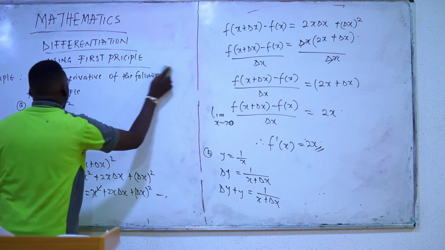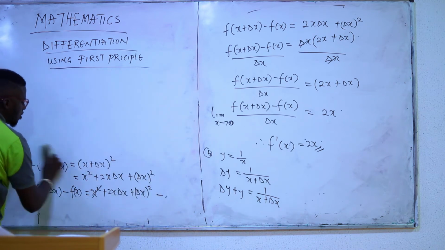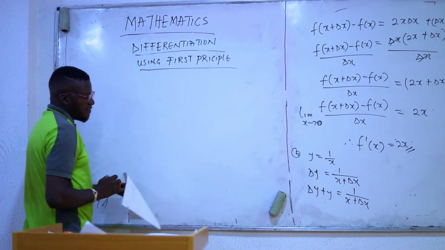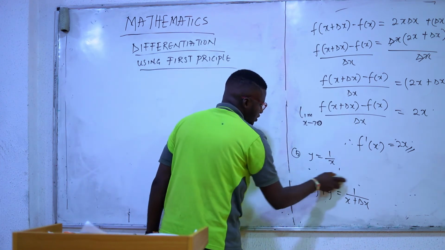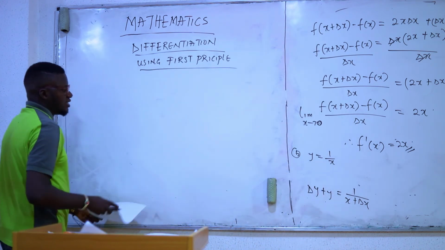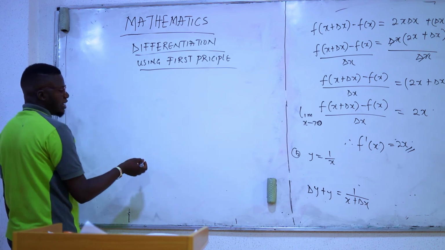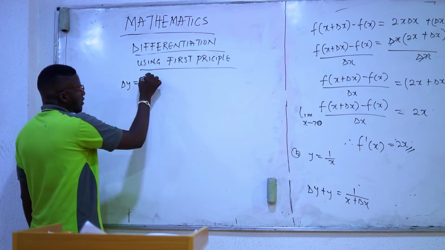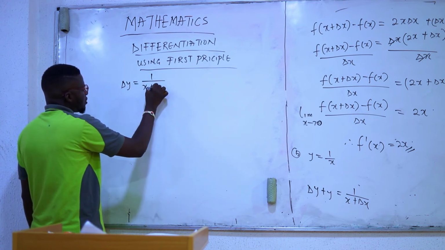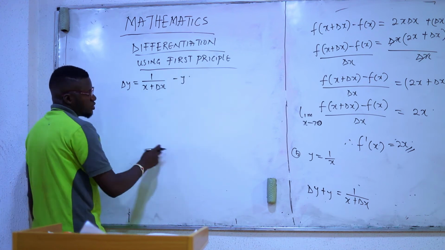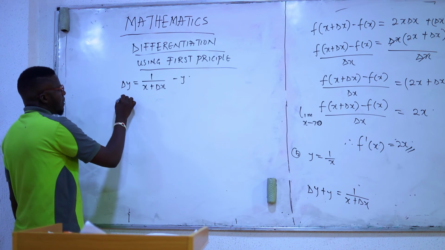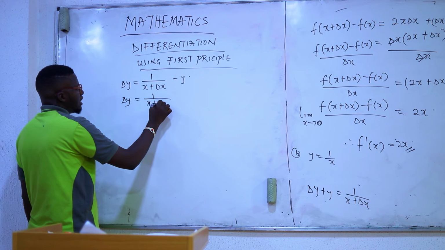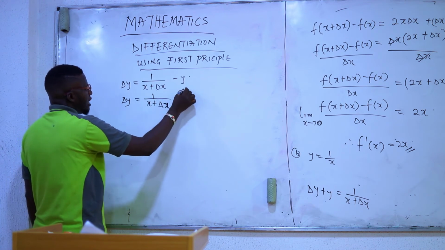My change in y is going to cross to the other side, and it's going to become negative. So if I like, I can remove this step, just go straight to this. So crossing my y to the other side, my y becomes negative. So I have my change in y is going to be equal to 1 over x plus change in x, then minus y. So my y from the question is 1 over x. So I have my change in y is equal to 1 divided by x plus change in x minus 1 over x.